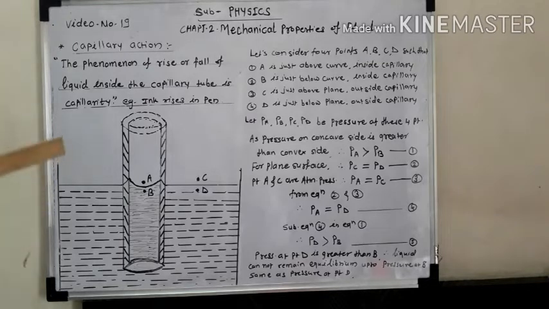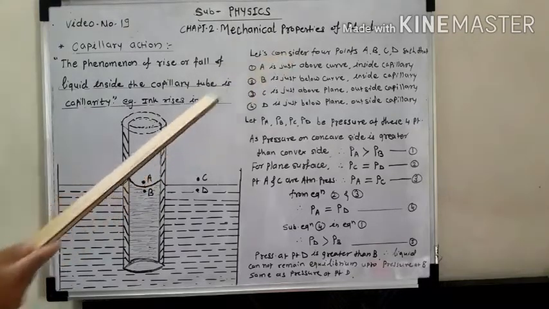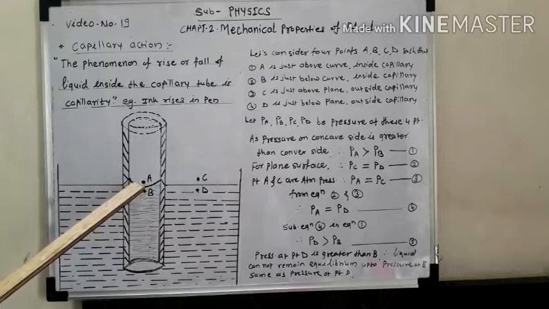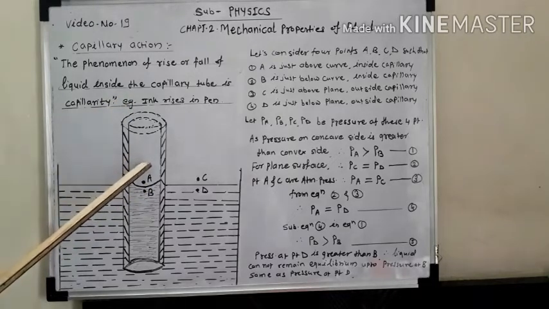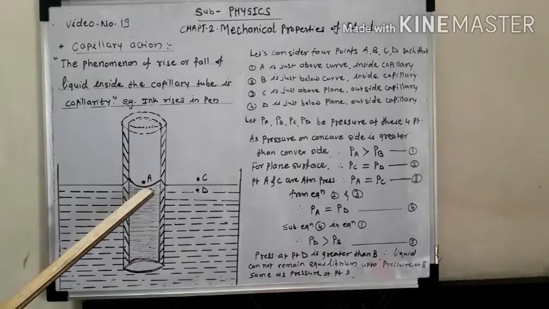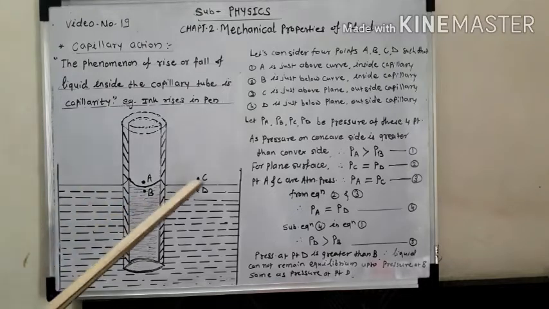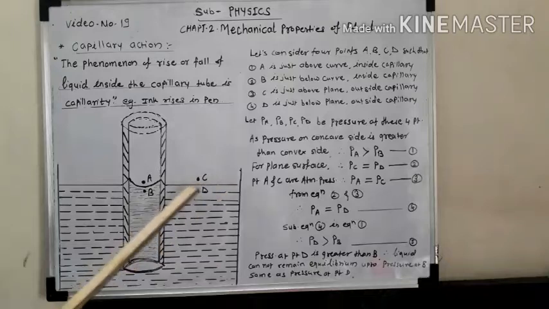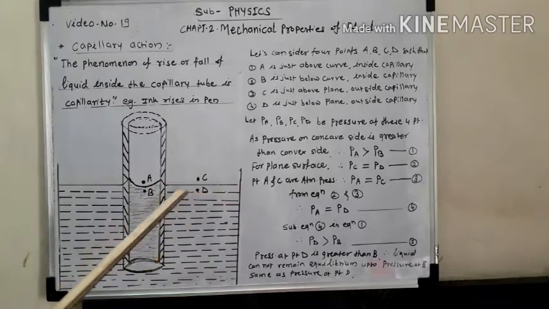Here we take the capillary tube dipped into a liquid like water, and we consider four points A, B, C and D. These four points are such that point A is just above the curved surface but inside the capillary tube. Point B is just below the curved surface inside the capillary tube. Point C is just above the plane surface outside the capillary tube. And point D is just below the plane surface outside the capillary tube.